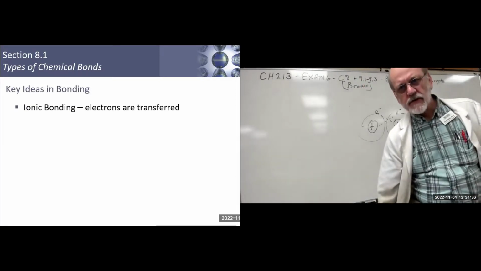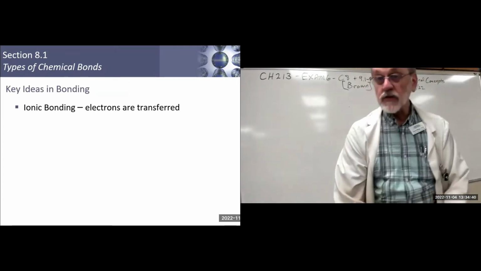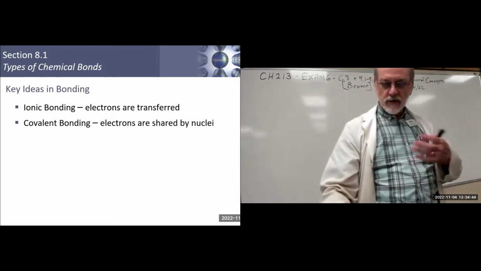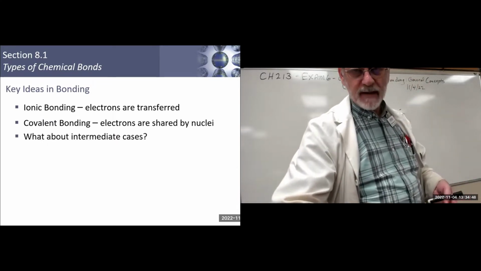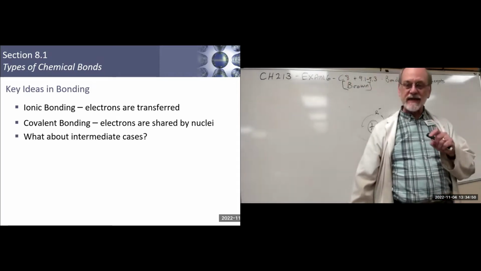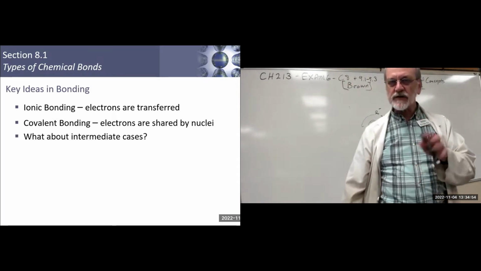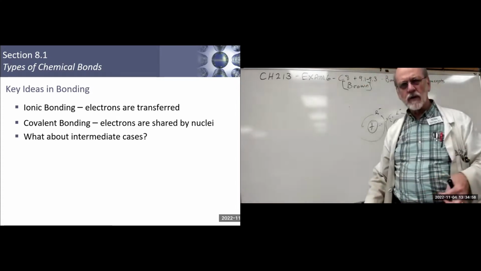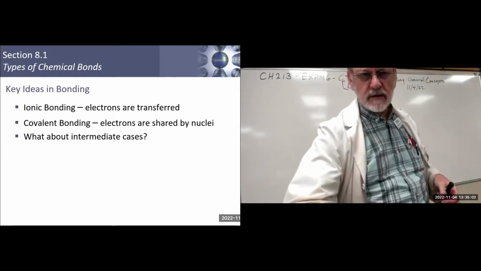Okay. This is a review of key ideas. Ionic bonding occurs when electrons are transferred, right? We know that. Covalent bonds, electrons are shared. But there are intermediate cases, right, where we get some electrostatic attraction plus some sharing. And we talked about that. I think we talked about that before. Ionic character versus covalent character.